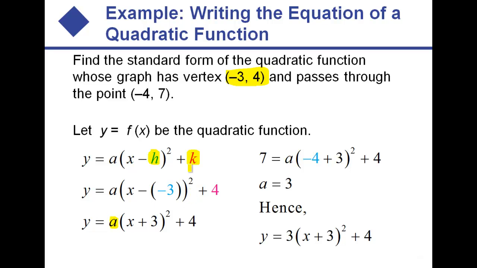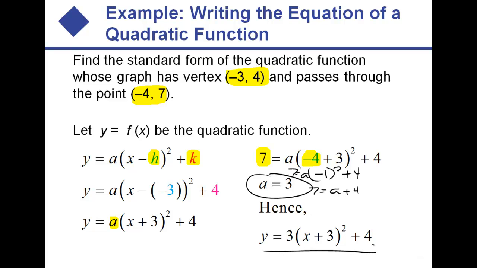In order to solve for a, you need one other point. You plug in your other point, so the -4 goes in for x, the 7 goes in for y, and you solve for the missing a. Now they didn't show all the steps here, but obviously -4 plus 3 gives you -1, and then you get -1 squared times a plus 4. -1 squared is just 1, so then you just get a plus 4, still equaling 7. Then when you move the 4 over, that's how you get a equals 3, and that's your final answer in standard form.